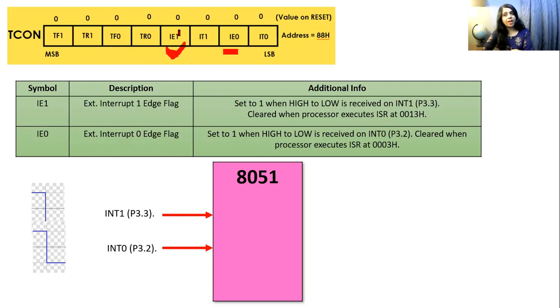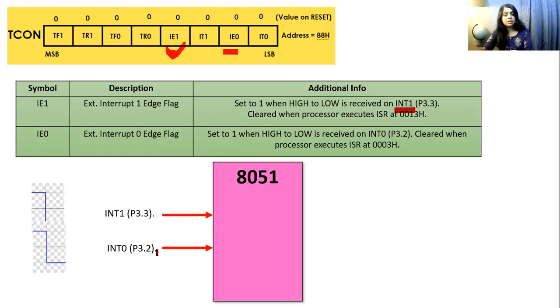So the IE1 flag of the TCON register will be set to 1 when a high to low transition is received on the INT1 pin. What is the INT1 pin? That is an interrupt pin of the 8051 microcontroller, which is also port 3, pin 3. So this is the 8051 microcontroller. It is shown there are two pins of the 8051 microcontroller. This is INT1 and this is INT0. INT1 is port number 3, pin number 3, and this is port number 3, pin number 2.